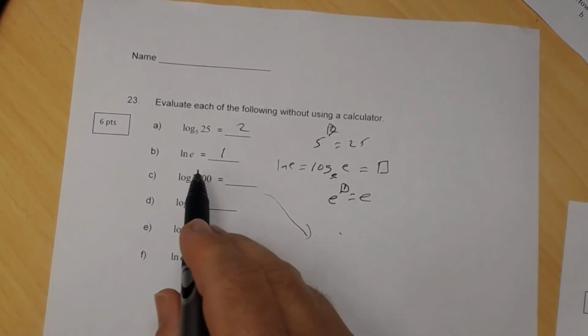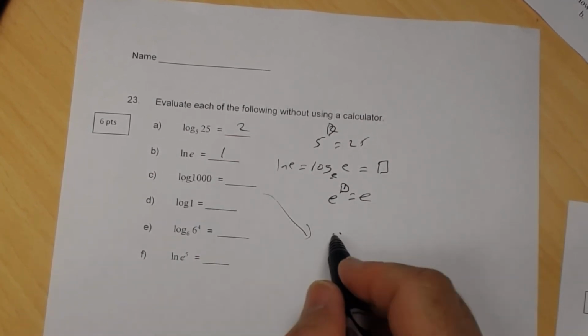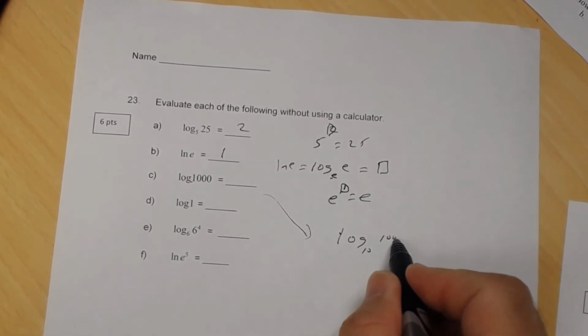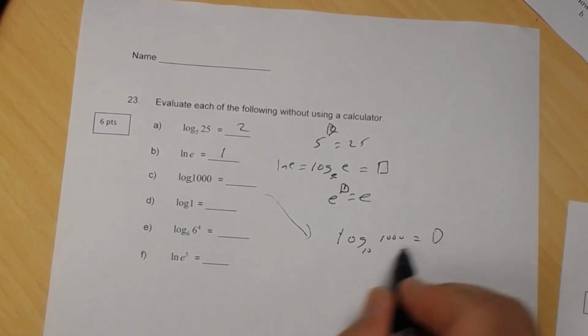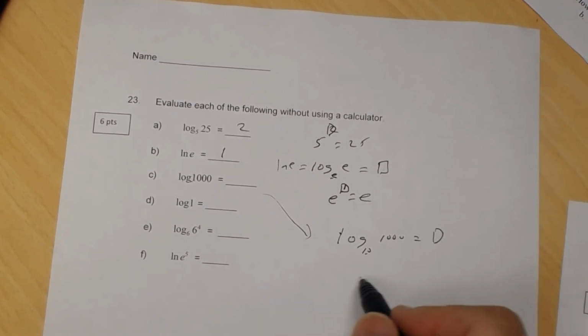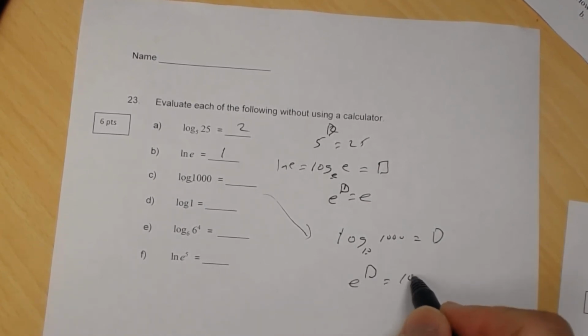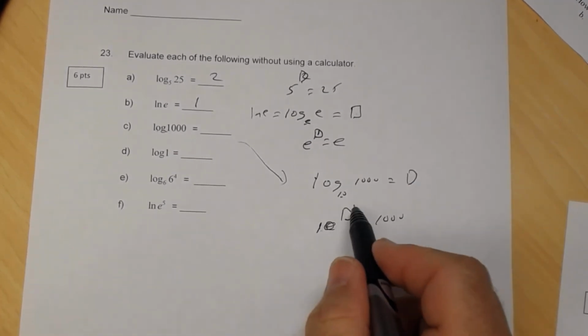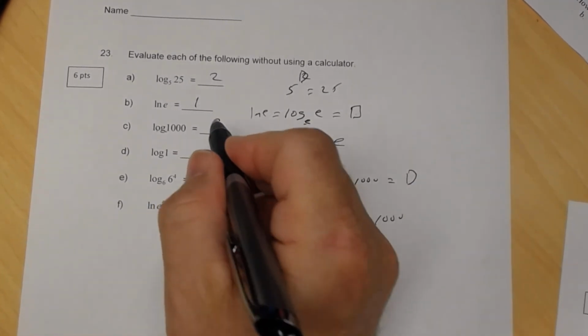Here, same thing. Remember, there's no base there, so it's going to be 10. That's a common logarithm. This right here was a natural logarithm. So log base 10 of 1,000 is what this is. So you say 10 to what exponent equals 1,000? Well, 10 to the third power is 1,000.